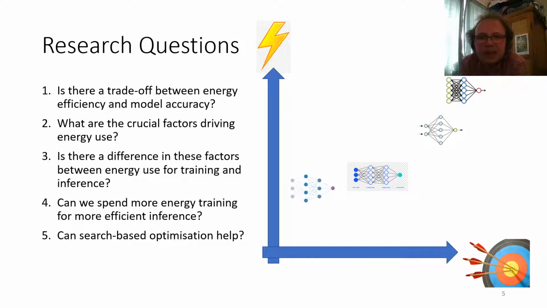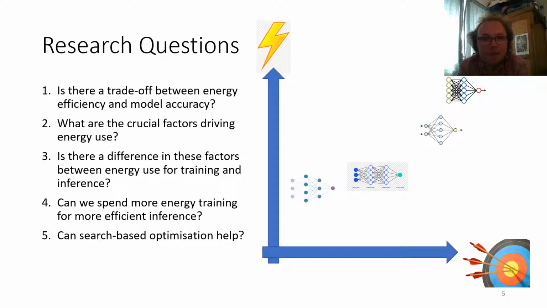So in this study then, we formulated 5 questions that we really wanted to answer. The first one was just whether there is a trade-off between energy efficiency and accuracy, whether we've got something like the cartoon plot that I've given there, where we go from low energy, low accuracy to high energy, high accuracy, and we're able to kind of walk along that trade-off. And then kind of digging a bit deeper, what are the factors that drive that trade-off? Is there a difference in those factors between energy for training and for inference?